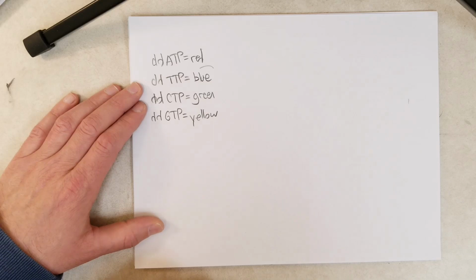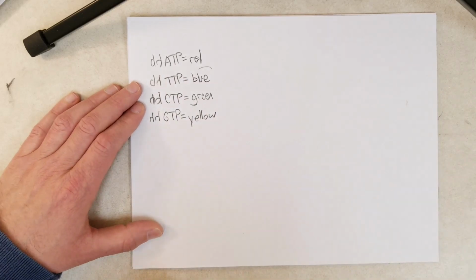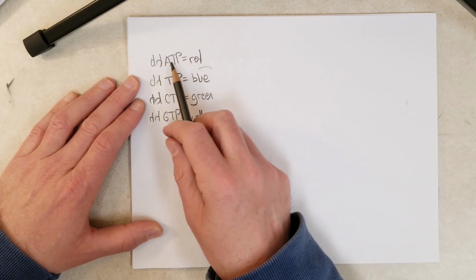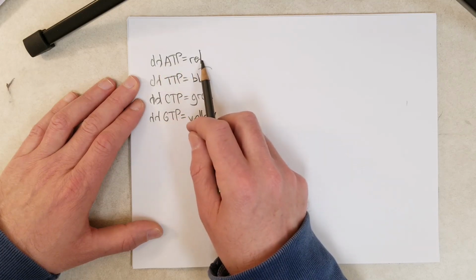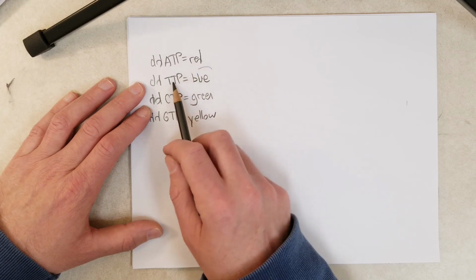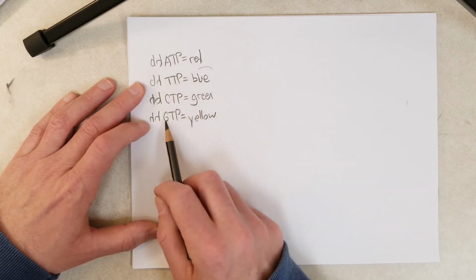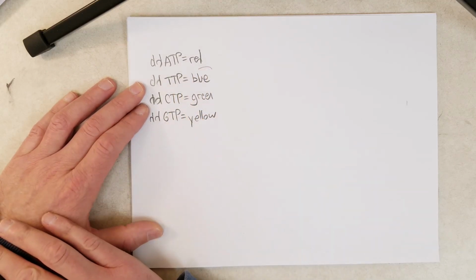So we don't need to memorize the colors, so which color goes with which nucleotide. But let's assume, say, dideoxy ATP has a red fluorescent molecule attached to it. TTP blue, CTP green, GTP yellow.